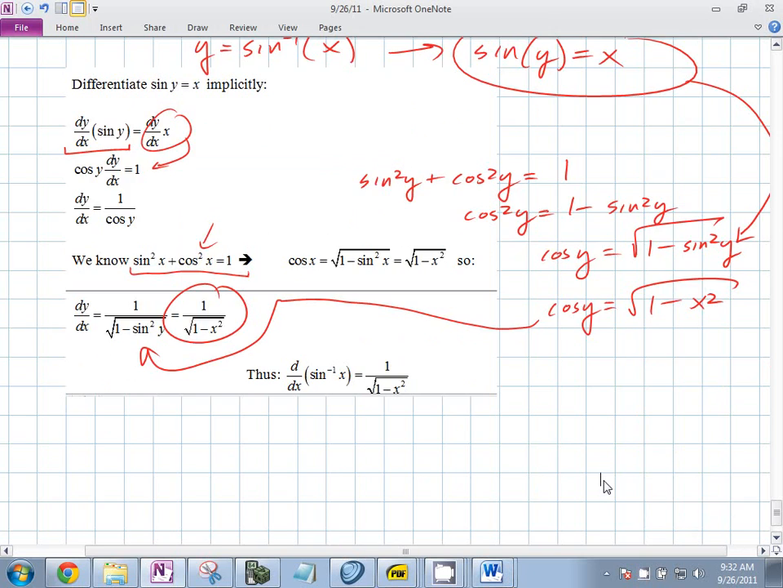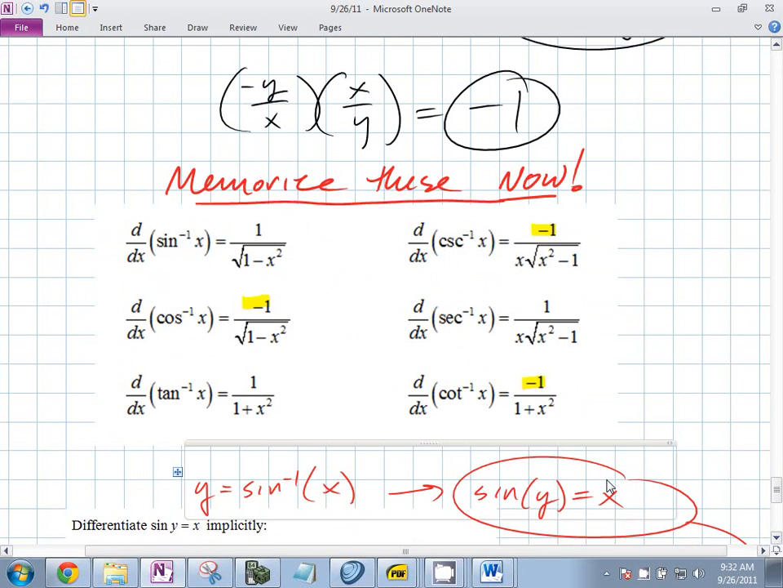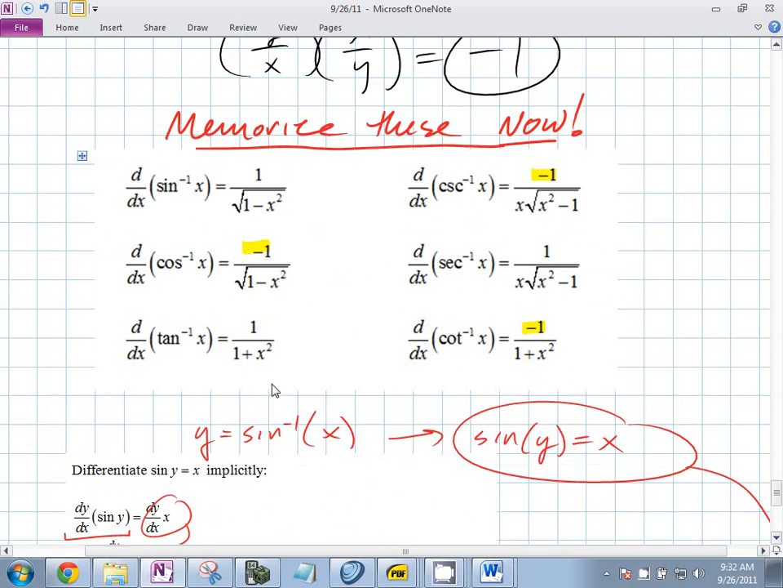You must memorize these. It just takes a bit of lateral thinking. You can follow the same thing, but what's going to pop out? Some negative signs, right? Because the derivative of cosine is negative. Look, all those negative signs pop up. Do the denominators change a little bit? Absolutely. You must memorize these. It's really, really important.